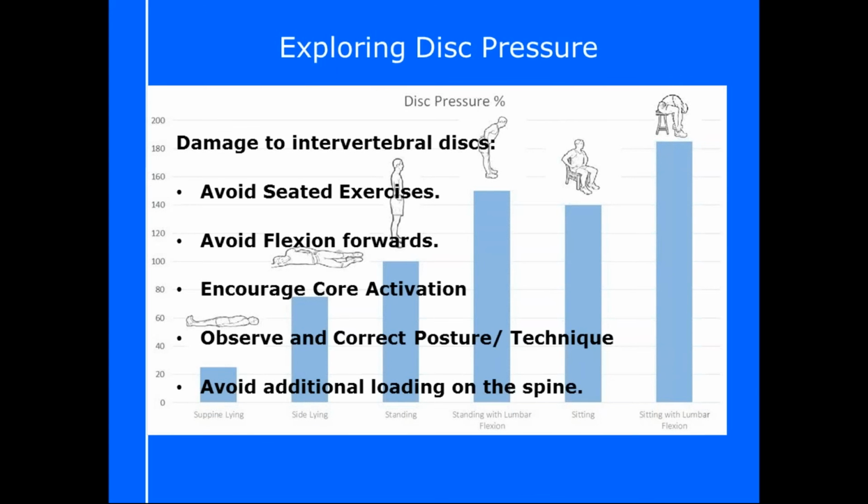So here's a little summary. If they've got damage to their intervertebral discs, avoid seated exercises, avoid flexion forwards, encourage correct core activation, and observe and correct their posture and technique as much as you possibly can, because you want to make sure that they're not getting cheeky little flexions within the lumbar anywhere. And then avoid additional loading on the spine as well. Now obviously if you think about that position from standing, if we now put an extra, say, barbell across their back, so back squatting, that's a lot more pressure again going down through the disc, so that's worth bearing in mind as well.